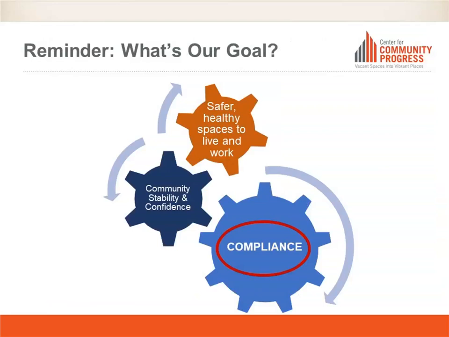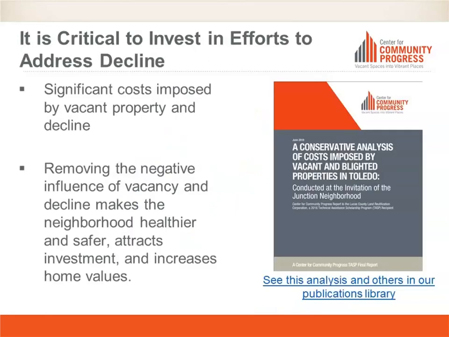So just a reminder, as we think about what's different, what we know, we have to keep in mind our goal. What are we trying to achieve? We're trying to achieve compliance, and how can we best get there given all these different pressures that we plan on seeing? Look, it's critical. We know code enforcement is critical to invest in efforts to address decline. We know that these properties impose significant costs on a community, not just in terms of costs to address an increase in government services, but also in the impact these properties have on neighboring property values, lowering the tax base, contributing to diminished neighborhood confidence and morale.